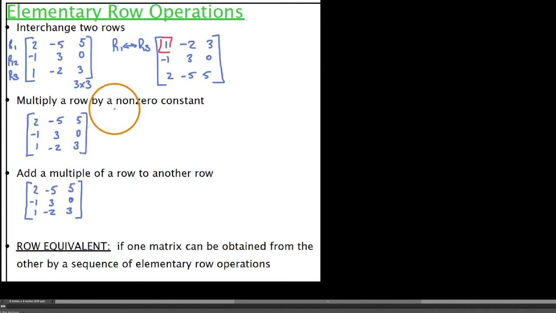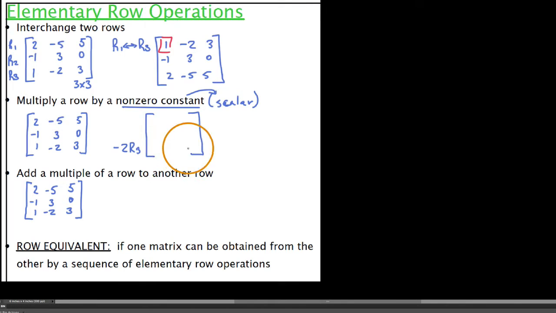Now, multiplying a row by a non-zero constant, we're going to refer to this non-zero constant as what we call a scalar. What it does is it scales rows. This is a C here, so a scalar. And what we're going to do in this instance, I suppose it doesn't really matter what we do. So let's do -2 times row number 3. And you'll notice that I wrote it next to row number 3 just to give you an indication that that's what I'm changing here.